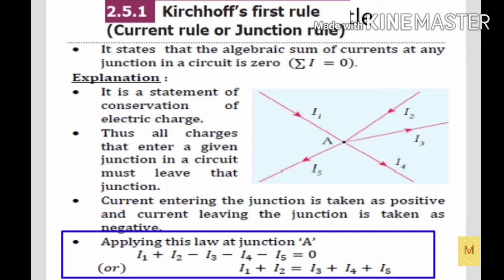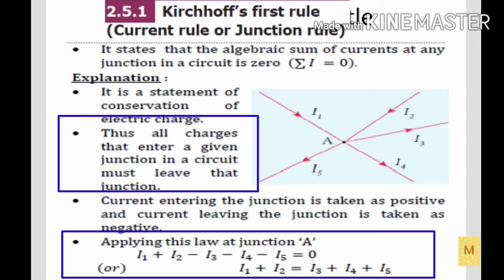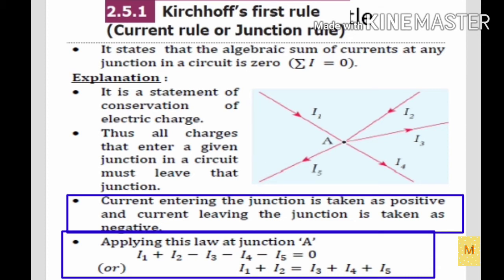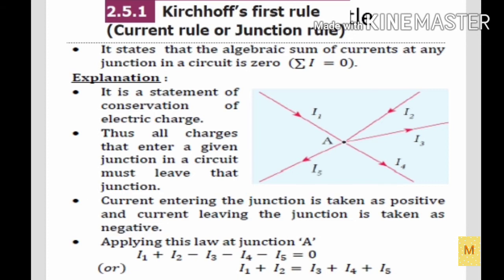So from this equation we can say that all the charges that enter a given junction in a circuit must leave that junction, which means current entering the junction is taken as positive and current leaving the junction is taken as negative. So it is the statement of conservation of electric charge. That is what is known as Kirchhoff's first rule.